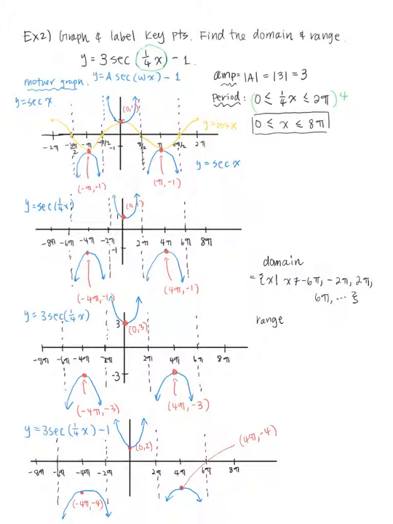And the range? Okay, so let's go with the range. So the range is the set of y values such that all the y values are either greater than or equal to 2, or all the values of y are less than or equal to negative 4. And that's our answer.